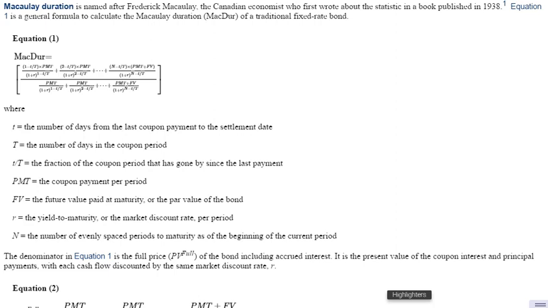rate bond. You can see the denominator, skipping down to the bottom, is the full price, the present value of the bond, including accrued interest. It is the present value of the coupon interest and principal payments, with each cash flow discounted by the same market discount rate.